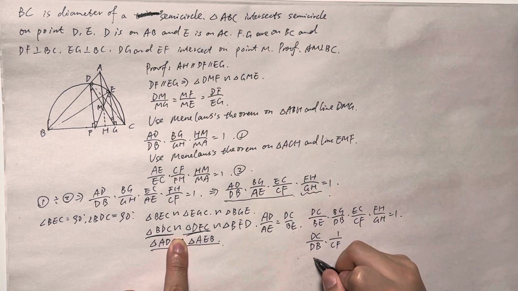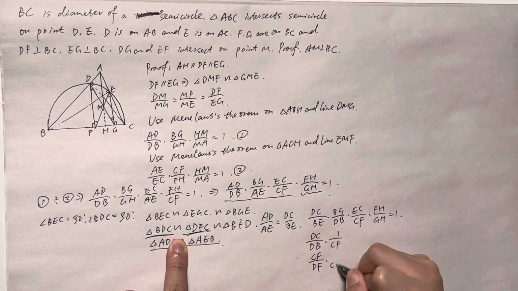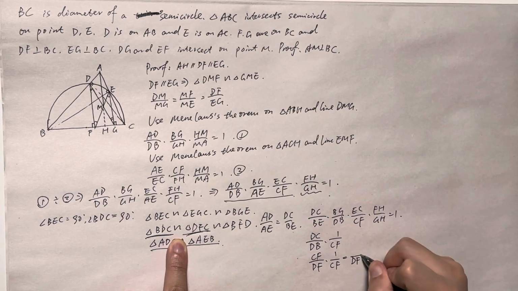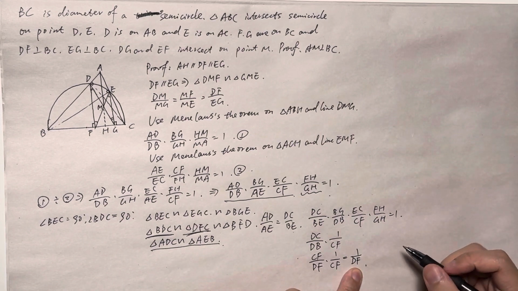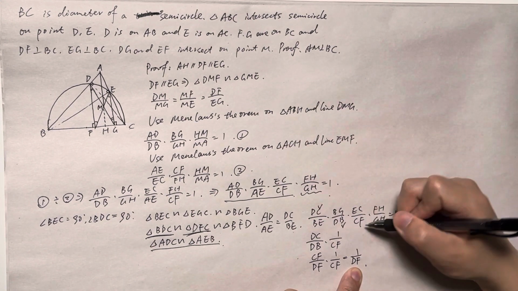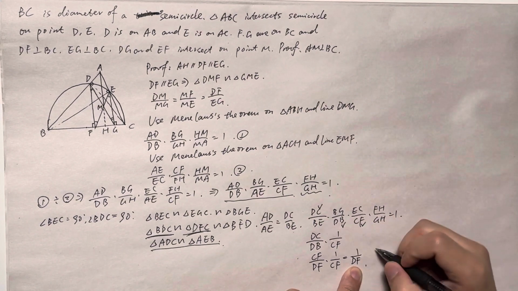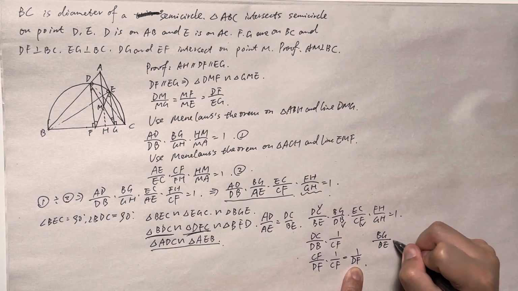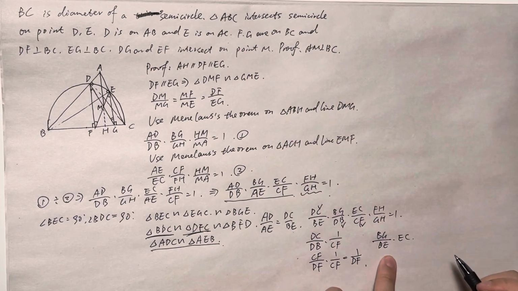So this can be rewritten as CF divided by DF times 1 over CF. So that means it's 1 over DF. Right? So we have this term, and this term. And we have another three left, which means BG divided by BE times EC.